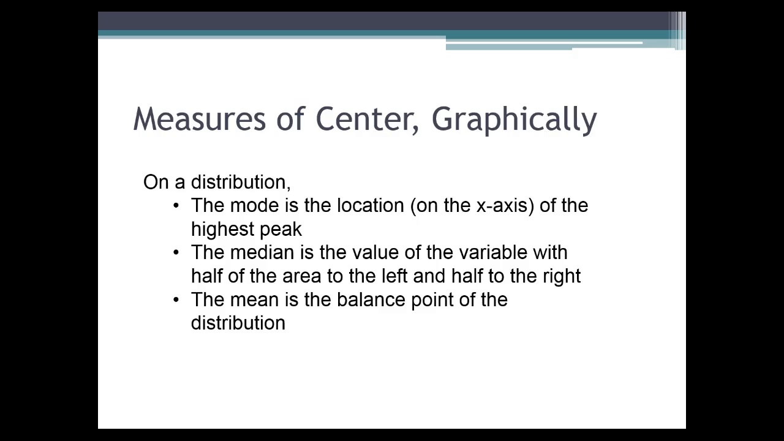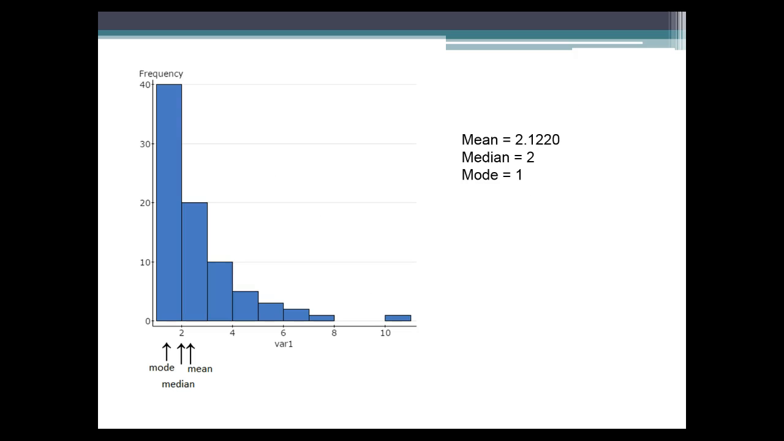So let's look at measures of center graphically. On a distribution, the mode is going to be where on the x-axis the data is at its peak. The median is going to be where on the x-axis you've got half of the area to the left and half to the right. Whereas the mean is going to be the balance point. The mean is where you would put your finger underneath the histogram to see where it would be balanced. So here's what we're talking about.